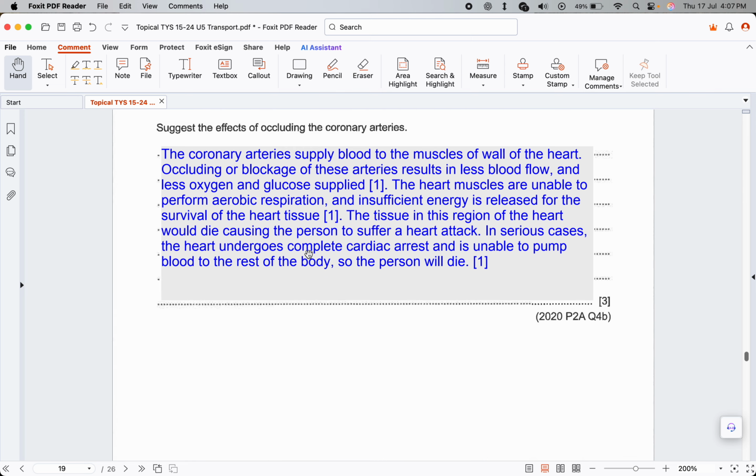Don't just write stress, because stress can mean many different things in different contexts. Okay, now the effects of occluding the coronary arteries. So basically, this is describing your coronary heart disease. I'm not going to talk too much about it. These are all stuff that you can find in your textbook and in your notes.